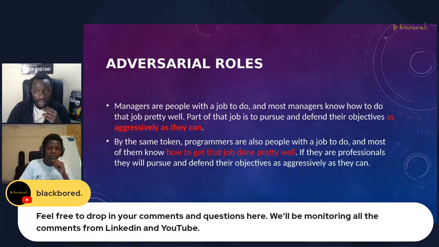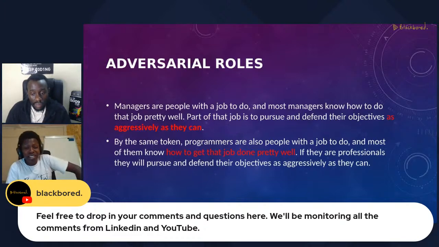They do it well, and part of their job is to defend whatever they stand for. They have to be aggressive so that they can achieve. If they are leading a team to do a certain project, they have to be aggressive. But on the other side, programmers and other software engineers also know how to do their job, and we also do it well because we are professionals. But now we also have to defend our objective and aggressively seek our stand on some roles.